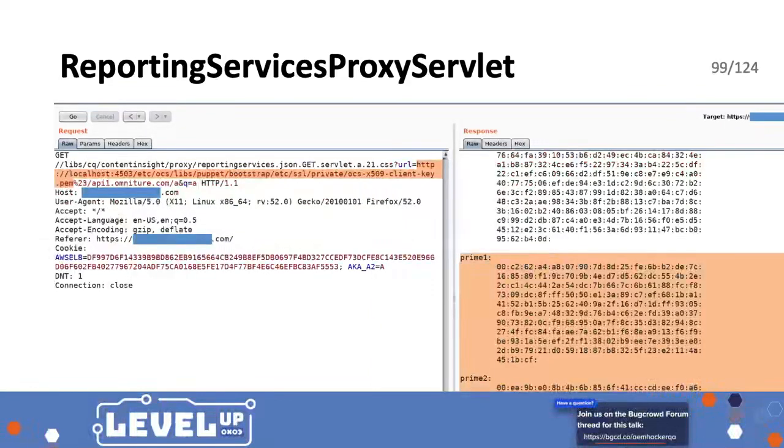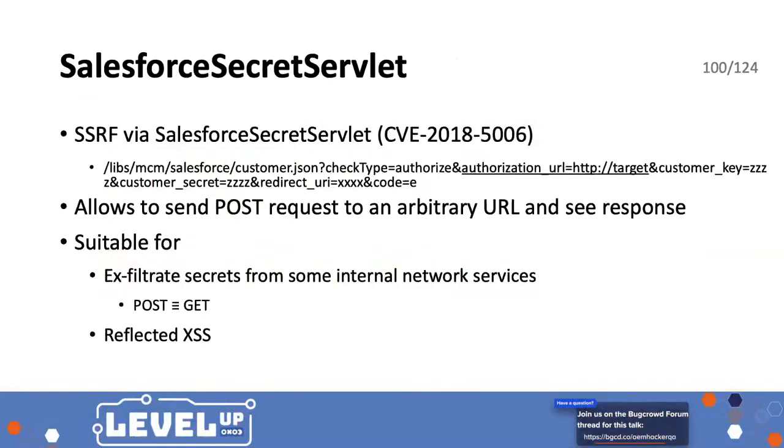Another example shows how to bypass AEM dispatcher and exfiltrate secrets using default GET servlet. Here, AEM publish instance is running on localhost port 4503. This SSRF was found by me as well. Adobe assigned a CVE ID for it.